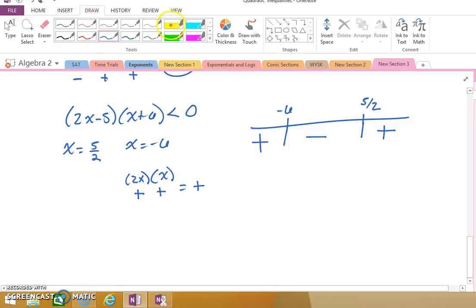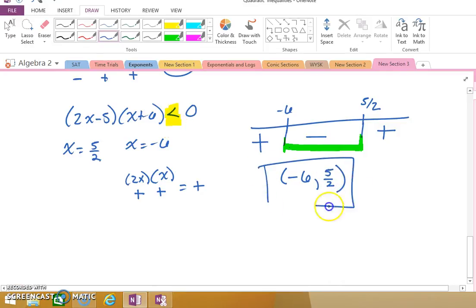Now in this case, if you notice, we want values that are less than 0. Since we want values that are less than 0, we want that negative, because negative values are less than 0. So we want that section right there. When we go to write our answer, we get negative 6, parentheses here again because it's less than, 5 over 2. That would be our answer.